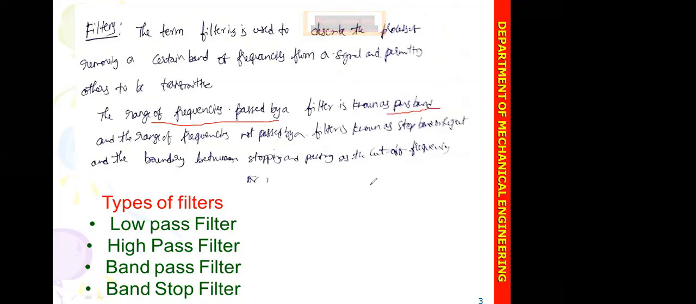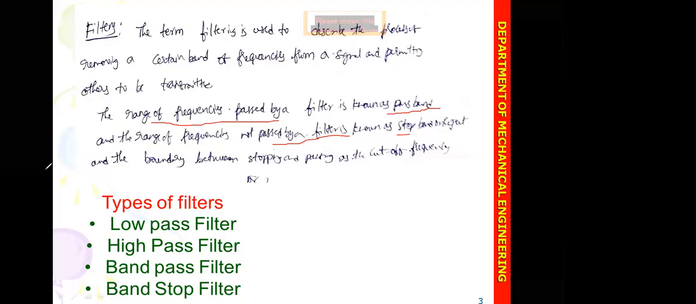Pass band: the range of frequencies from a signal that is passed by a filter is called a pass band. And the range of frequencies not passed by a filter, that means eliminated, removed or deleted from a signal, is called stop band or reject.